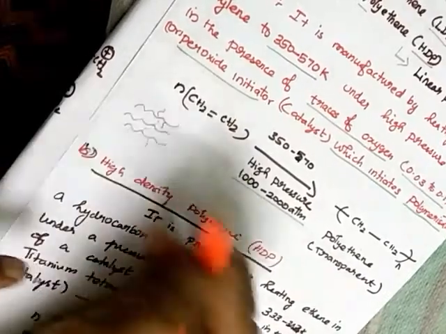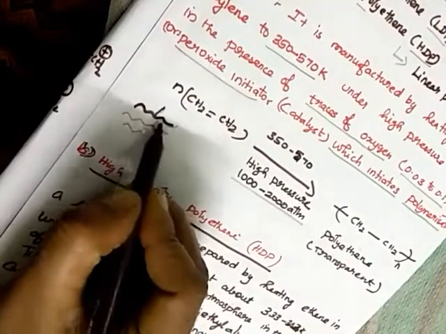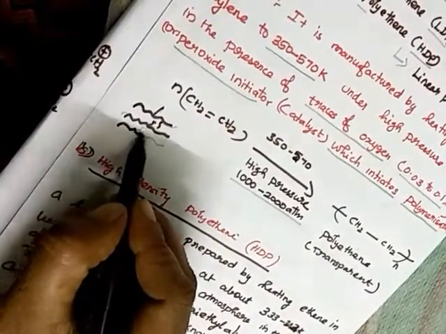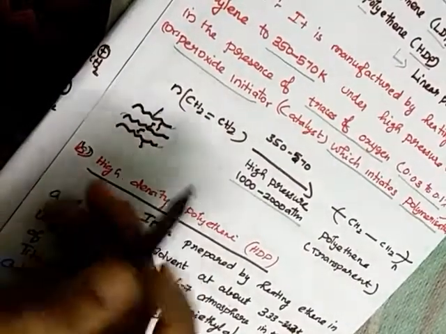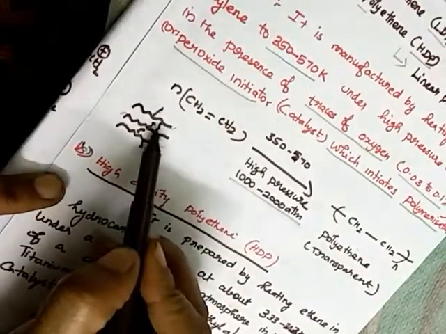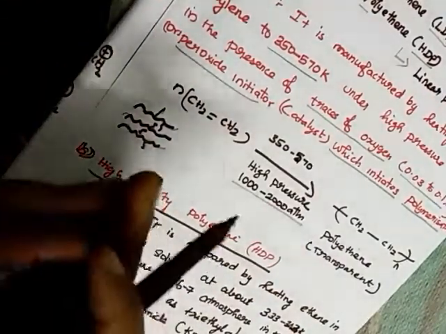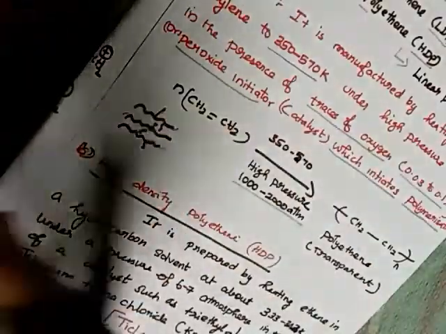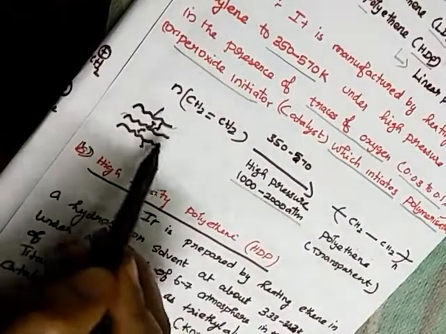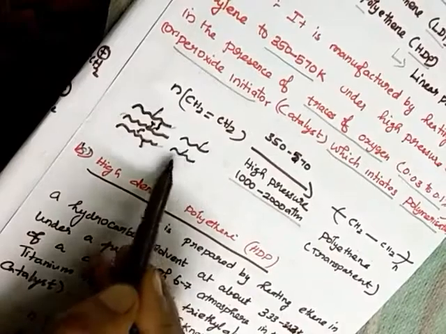When two branches come closer to each other, what will happen, children? This is one linear polymer with branching, and this is another straight chain with branching. If two branched chains come closer to one another, what will happen? The electrons present are very near to one another. If two electrons come closer, they repel each other, so automatically they move far away from one another.